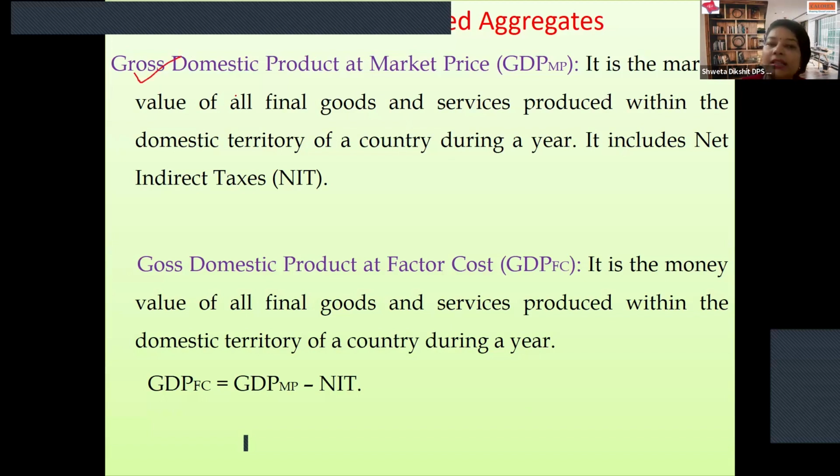It is the market value of all the final goods and services produced within the domestic territory of a country during a year. Whereas if you talk about the gross domestic product at factor cost, it is the money value of all the goods and services produced within the domestic territory of a country.